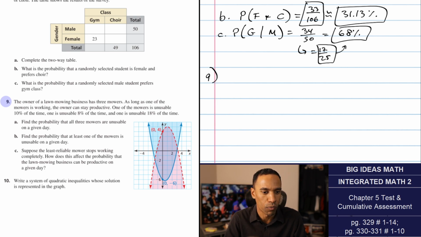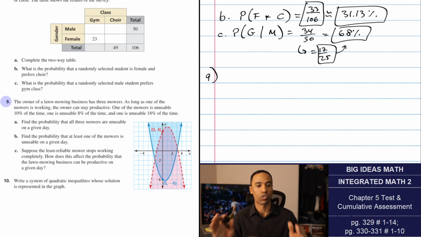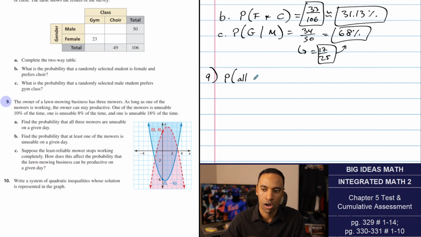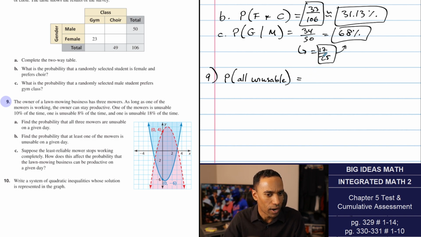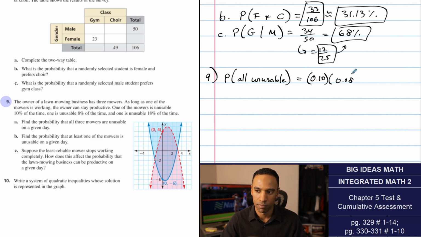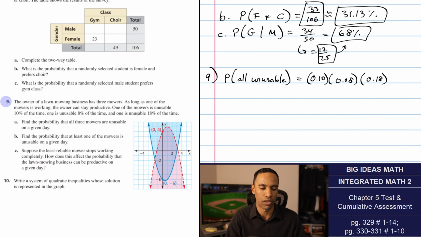Find the probability all 3 mowers are unusable on a given day. So it's one and the other and the other. So probability of all unusable. Do they call them mower A, B, and C? Not really. But what we're doing is if one of them is unusable 10% of the time, we multiply that with the probability this one's unusable and this one's unusable. So we actually multiply all 3 of those together and we get some result. So point times that.